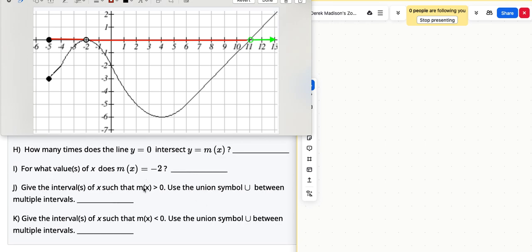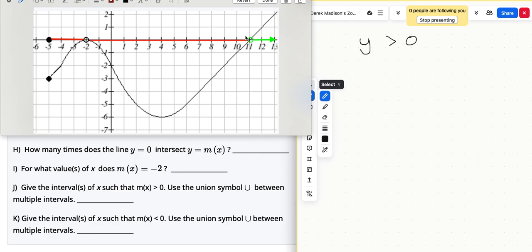For j and k, we have find the values of x. We're describing x intervals where m of x is either greater than 0 for this part or less than 0 for this part. Remember that m of x, just like we did up here, when we see where does m of x equal -2, we think to ourselves, okay, that's where the y's equal -2. So we're looking at a horizontal line through -2 and finding those places. We could do that same substitution here and think of it, rather than m of x, as where is y greater than 0, because m of x is standing in for the y side.